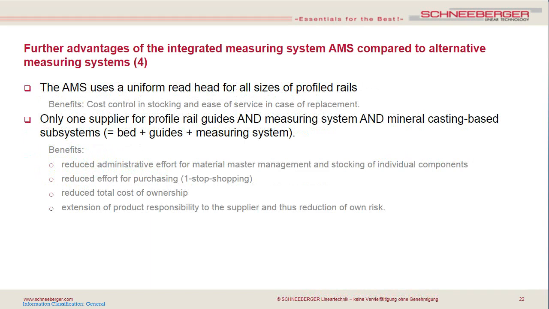The AMS uses a uniform read head for all sizes of profile rails. Benefits: cost control in stocking and ease of service in case of replacement. Only one supplier for profile rail guides, measuring system and mineral casting based subsystem. Benefits: reduced administrative effort for material master management and stocking of individual components, reduced effort for purchasing, reduced total costs of ownership, extension of product responsibility to the supplier and thus reduction of own risk.